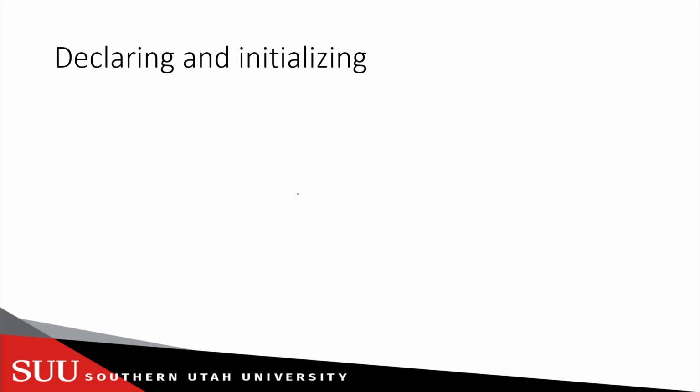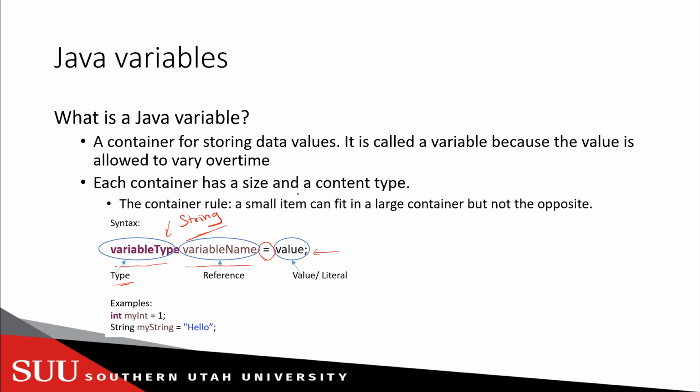Now let me go back to this. The variable name is what we call the reference of the variable, and this is how we can refer to the variable in our code. So for example, if I look at this example here, integer myInt is equal to 1. If I want to retrieve this value, I use this reference right here.